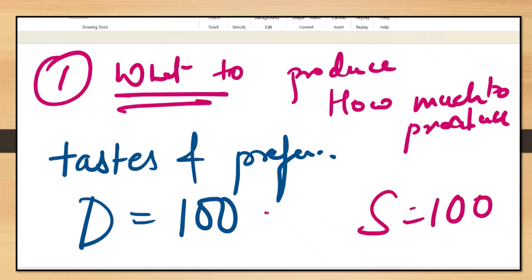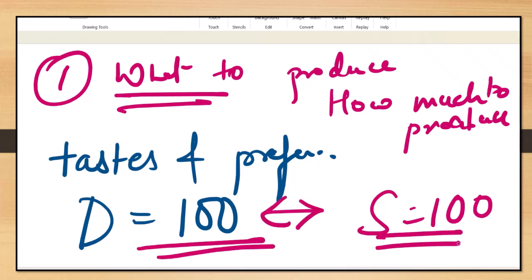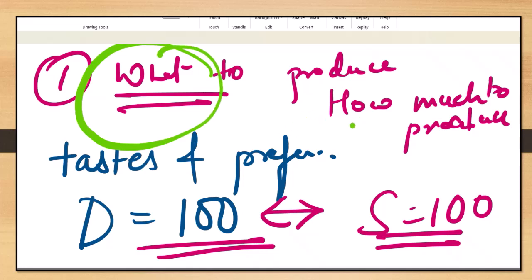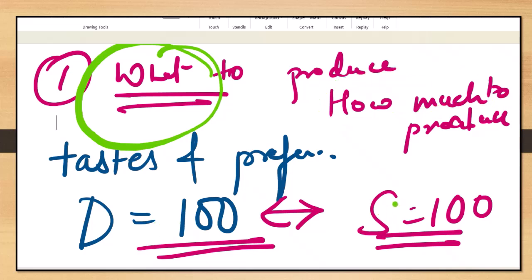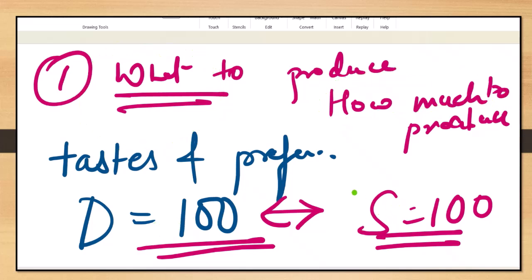So here again, in this price mechanism system where demand becomes equal to supply, this is the way the price is determined, as well as the answer to the first problem: what to produce is determined, and secondly, how much to produce is also determined. That means they have to produce 100, because that is the point at which the market is at equilibrium.